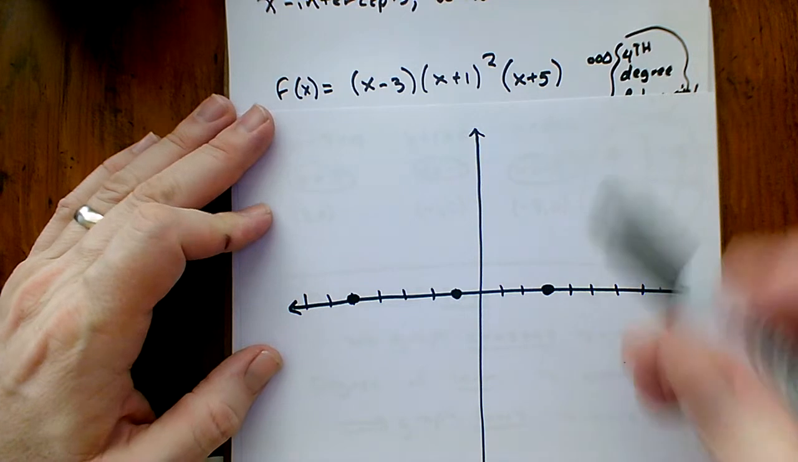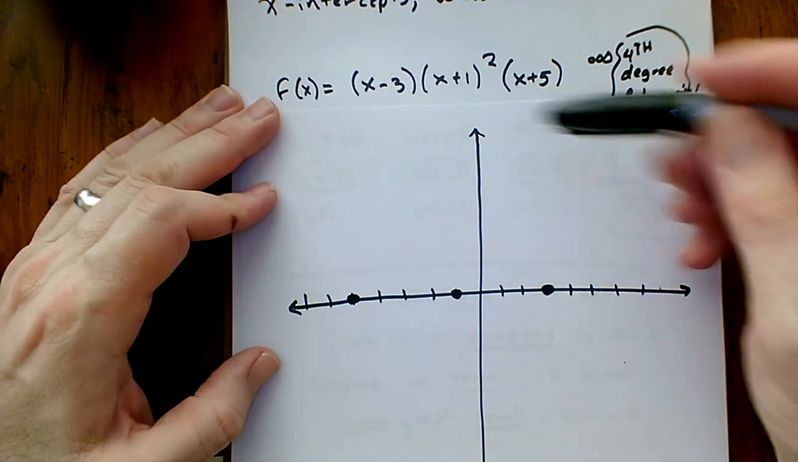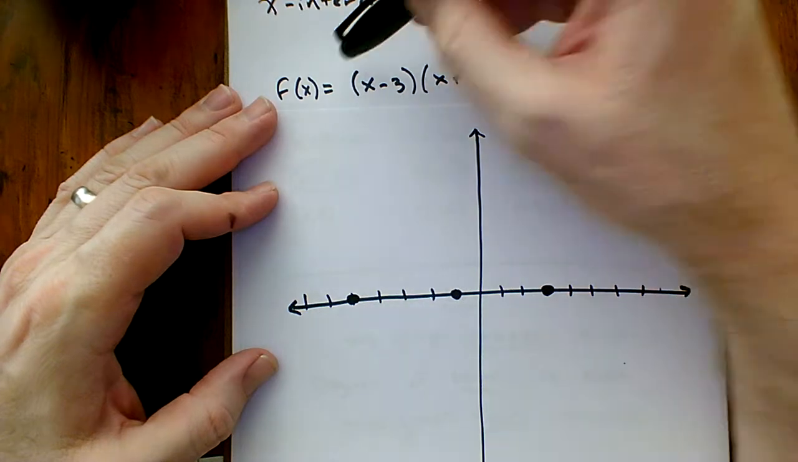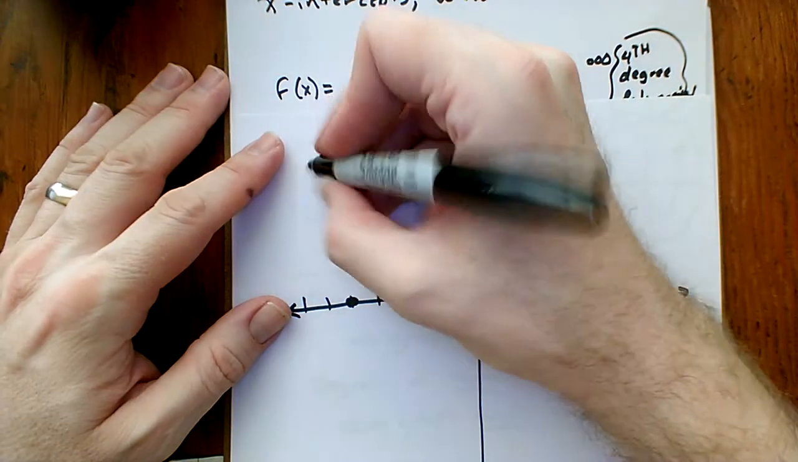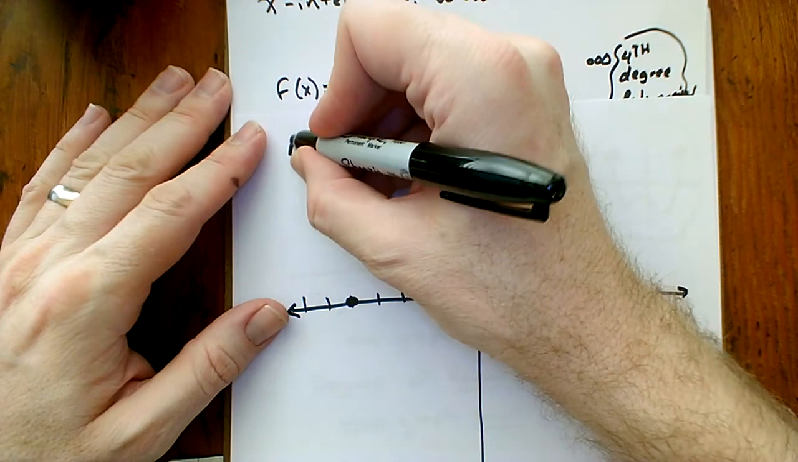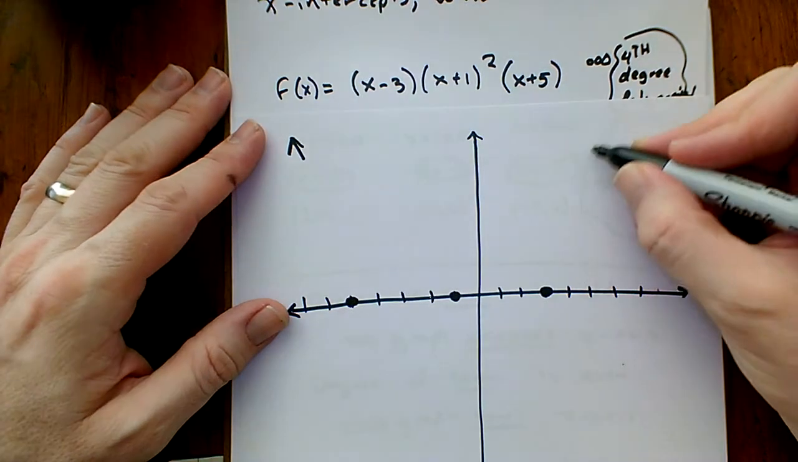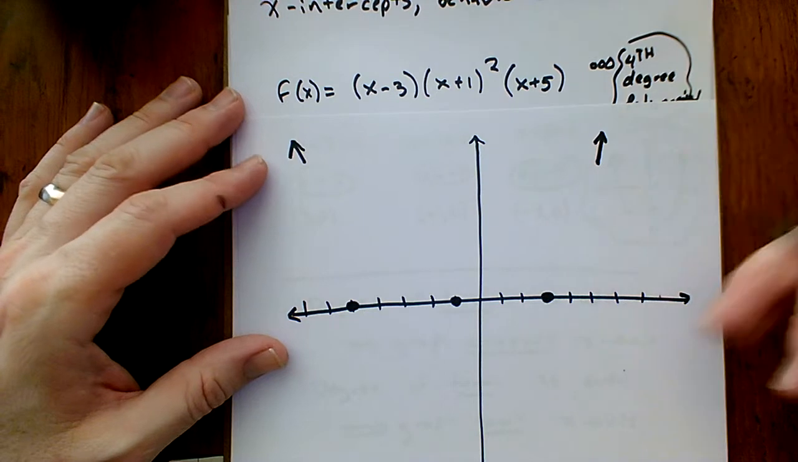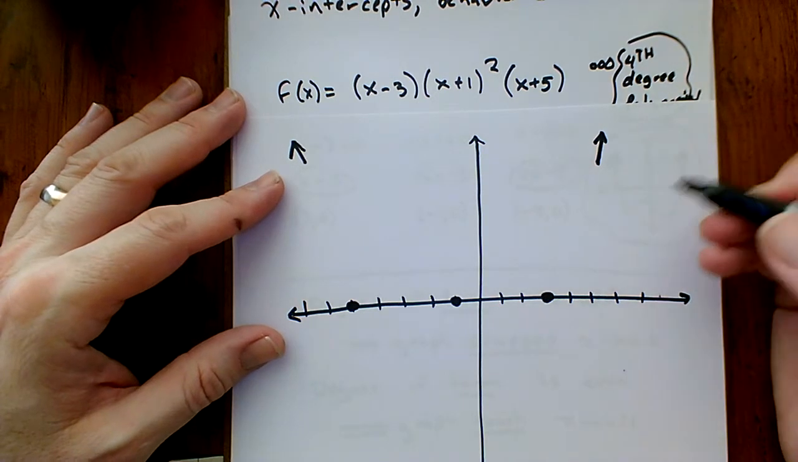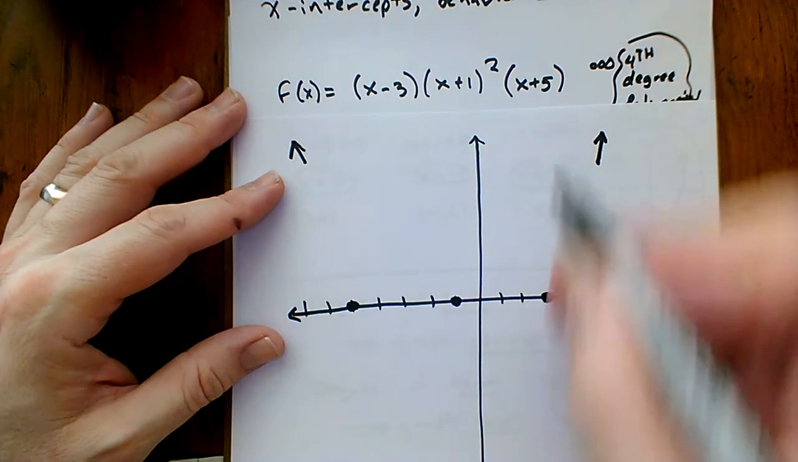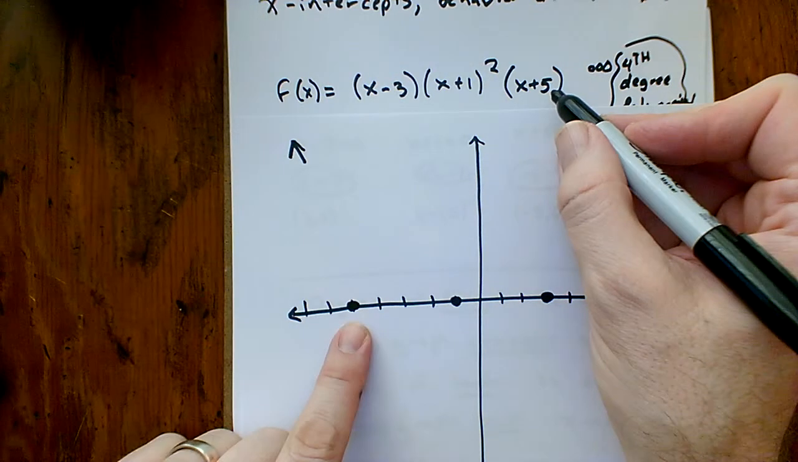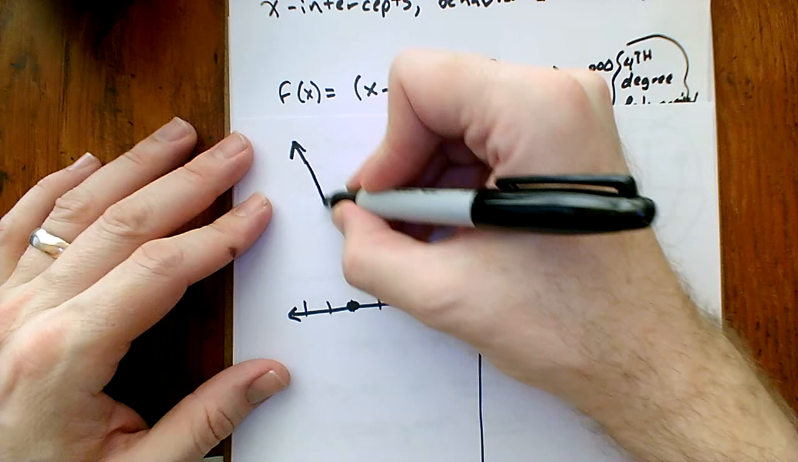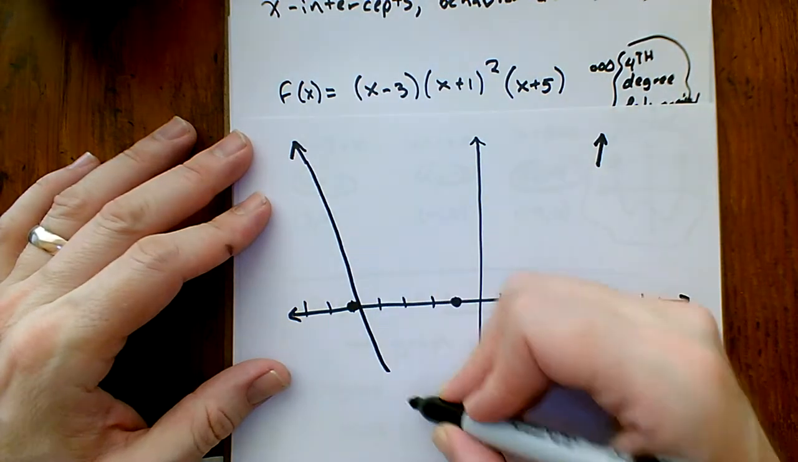And let's take a look at these. I know that here, because I don't have any coefficients in front of these, everything is positive. So my end behavior is up in both directions, because this is a 4th degree polynomial again. And now I have to look at what is the degree of each of these terms. Well, the degree here at this intercept is 1. So this is going to cross the axis at that point.